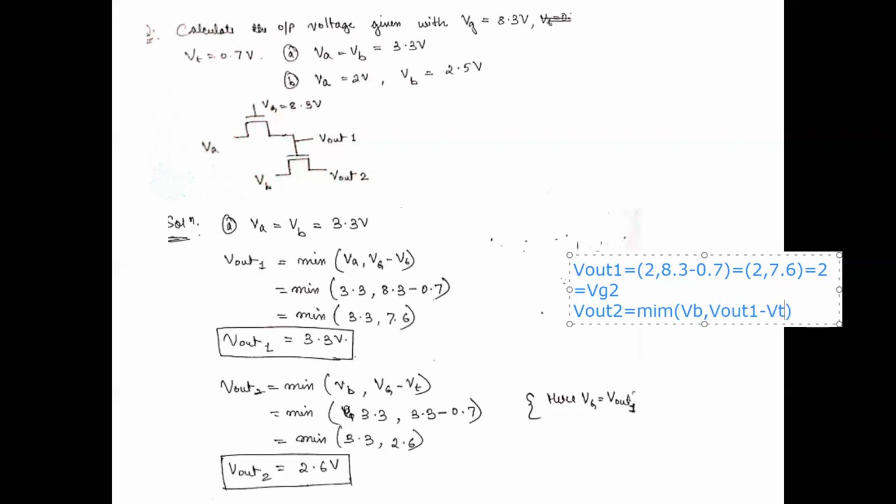So this will be equal to what now? VB they have given in the second case, it is 2.5, comma V out 1 was 2 volts, 2 minus 0.7. So now what is the answer in this case? It is equal to 2.5, comma 1.3. So what is the answer? Minimum of this is 1.3. So this is for the second case.